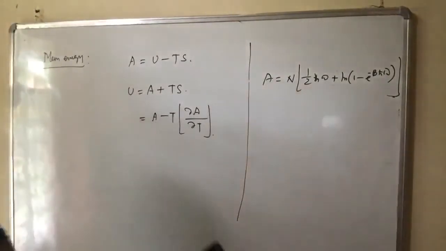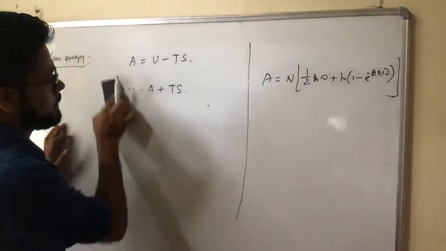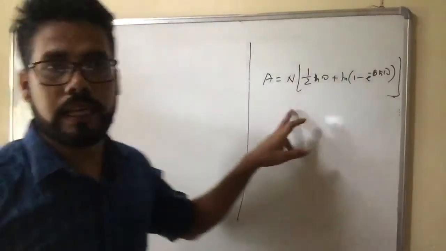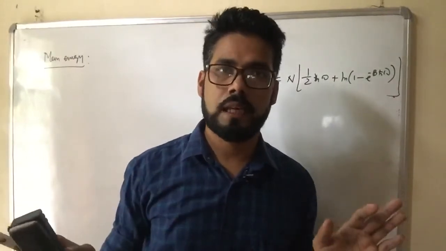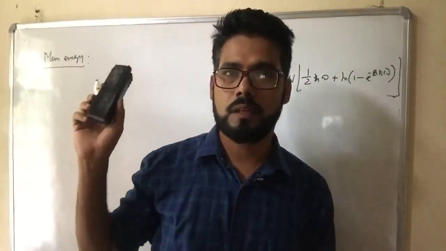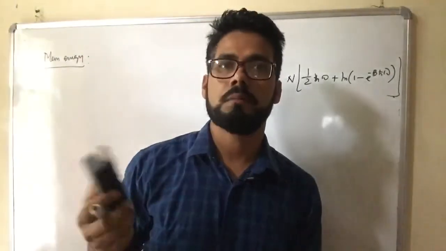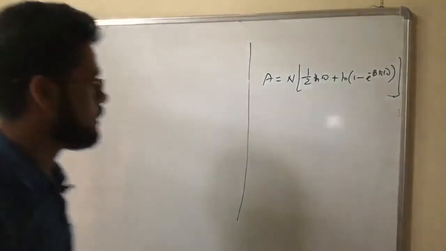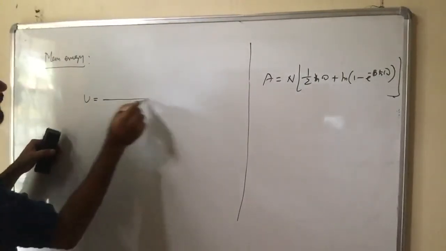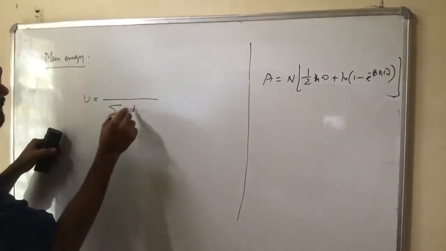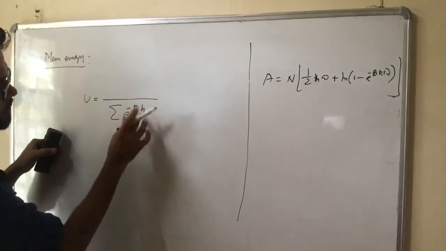This is one method. Suppose in the exam, entropy and free energy are not given, only the energy of the harmonic oscillator, E_n = (n + 1/2)ħω, and you are asked to calculate the mean energy. Then how can you calculate the mean energy? The mean energy calculation I have given you. This is the formula.